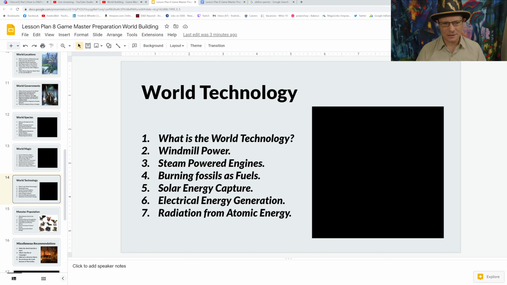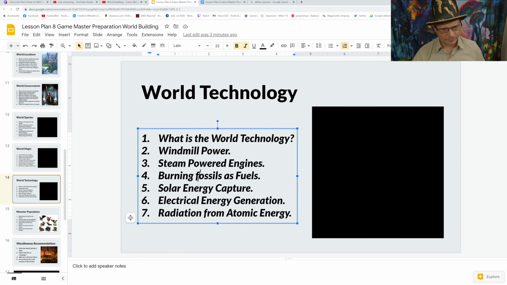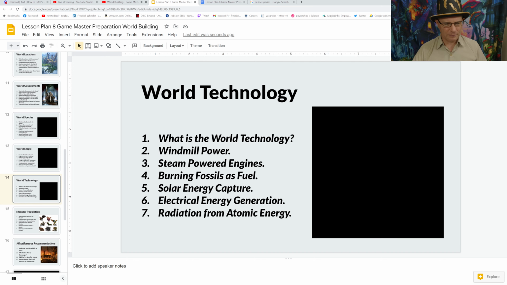Steam powered engines kind of comes after that. Burning fossils as fuel. That's, I mean, we're very aware of that one. Solar energy capture, electrical energy generation, which is different ways that you can do that, and then radiation from atomic energy. So we're broadening it out. I'm wondering if I need to add in fire. Sully is fine. Okay.